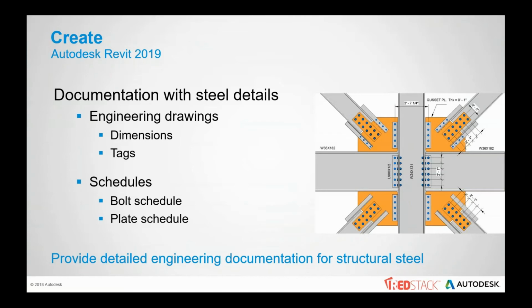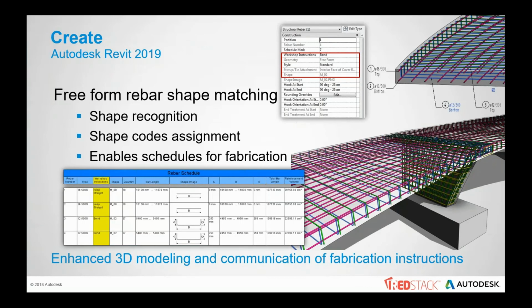The next one is documentation with steel details. You can use a set of dedicated tools to create more accurate, detailed engineering drawings when steel connections are represented more accurately. These structural drawings are easily created, complete with dimensions, tags, and schedules. You can get a better understanding and evaluation of steel components with more accurate schedules automatically generated out of the 3D model. These schedules can include information for steel elements such as beams, columns, and also bolts and plates. So this allows you to deliver documentation which includes details and schedules for components of structural steel connections.